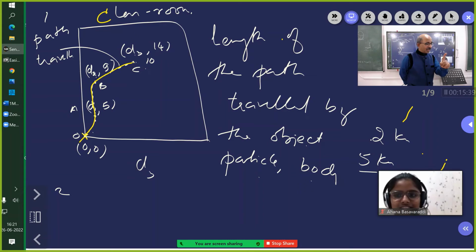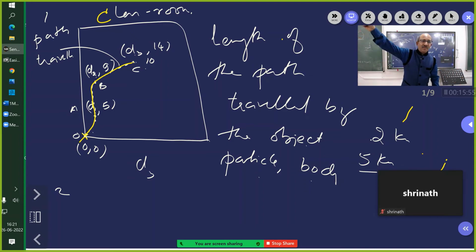See, you didn't understand the meaning of the word distance. Length of the path traveled by a body. Now tell me. Yes, sir. Means the roads. Every path is different. Some path may have shorter distance and some longer. Isn't it? So the distance traveled will depend upon the path chosen.